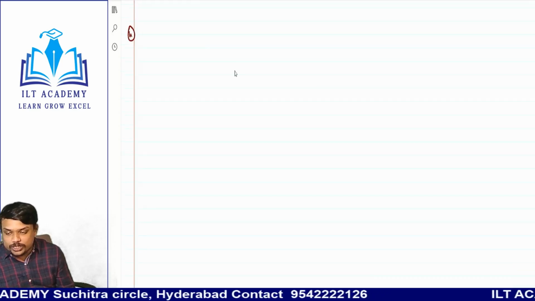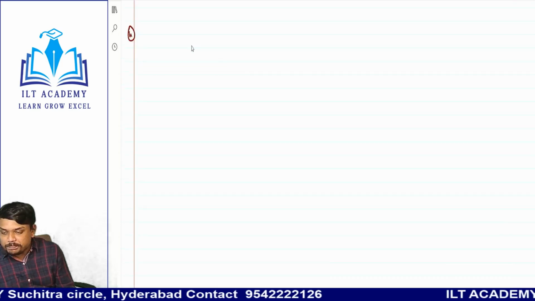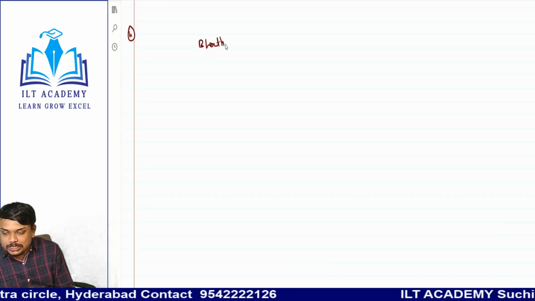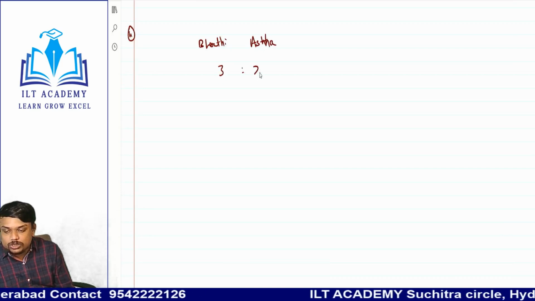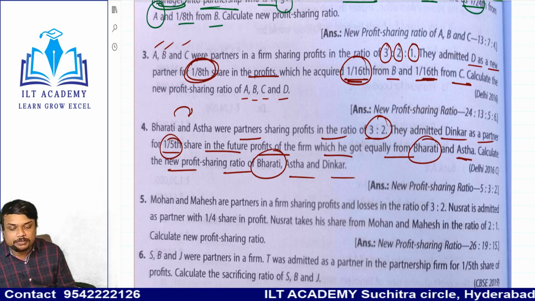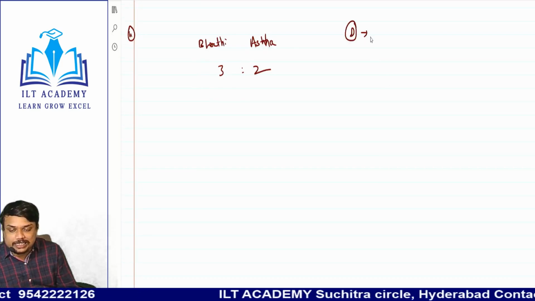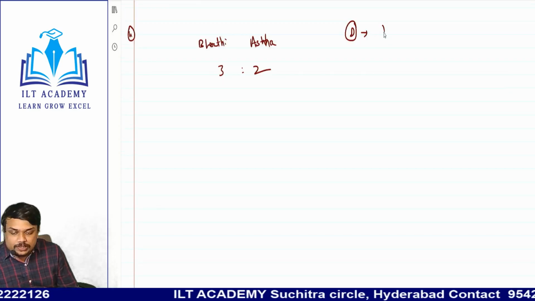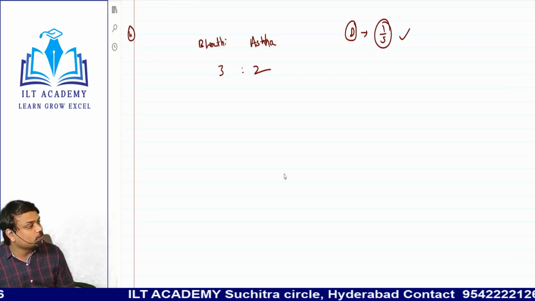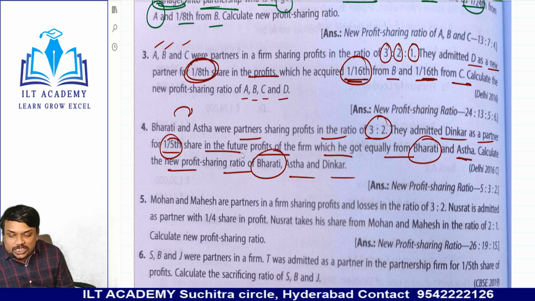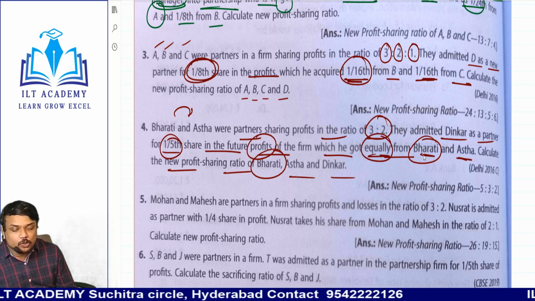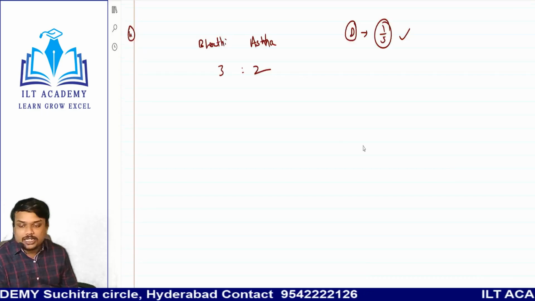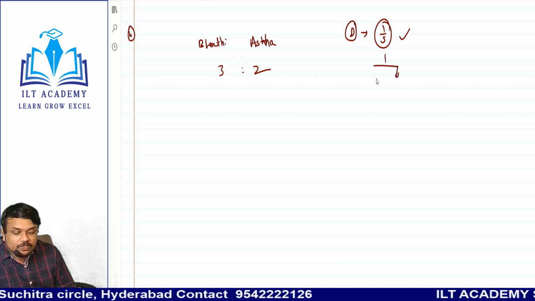Now old ratio is what? Bharti and Asta, 3:2. Any doubts? They admitted Dinkar as a partner, D came as a partner, for how much share? 1/5 share. Any doubts? Now next, what is given in the future profits of the firm, which he got equally from whom? Bharti and Asta. Now this fellow got 1/5, that we know.